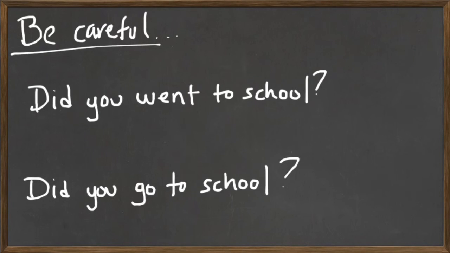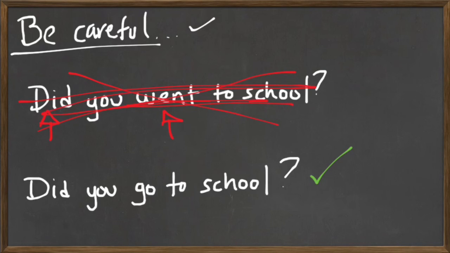Okay, one more time, because it's very important to make emphasis here. Be careful. We have 2 examples. Example number 1, did you went to school? Example number 2, did you go to school? Don't forget that the first one is absolutely incorrect. No, do not use that. Why? Because the verb is in past and we have did. Did and the verb in past never go together. So we have did you go to school, and this is very correct because we have the auxiliary did and we have the verb in simple form.